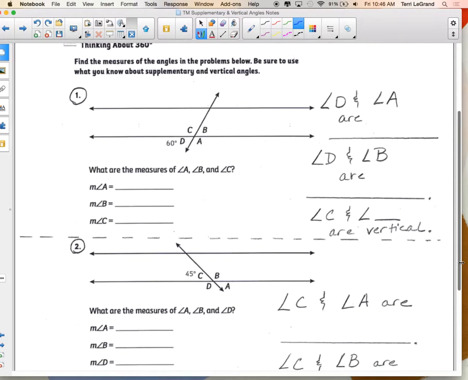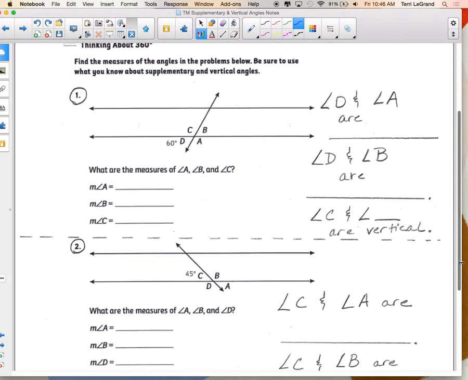No, they're not 180. Vertical angles are supplementary? No, they're not supplementary, unless they're 90-degree angles, because then 90-degree angles would add up to 180. But Tyler? They're equal to each other, that's right. That's the relationship we need to remember about vertical angles.